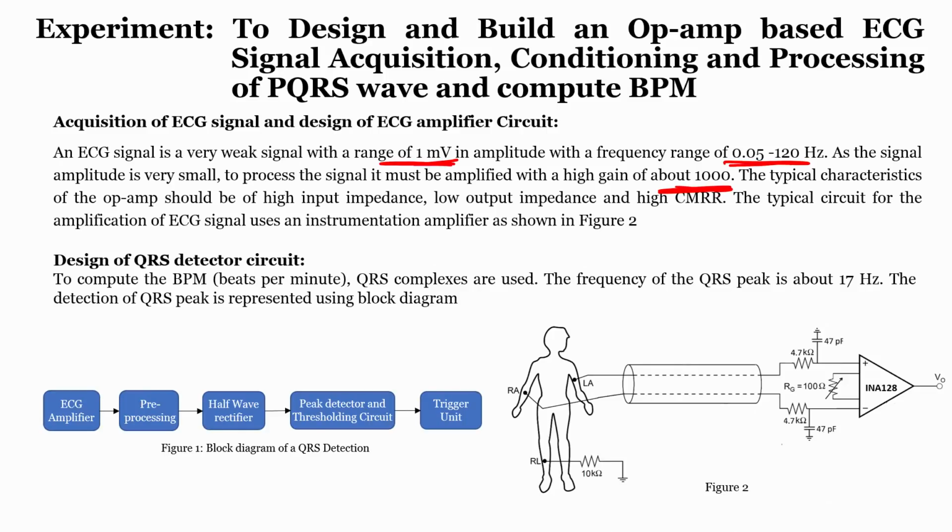The typical characteristics of the op amp should be high input impedance, low output impedance and high common mode rejection ratio. The typical circuit for amplification of ECG signals uses an instrumentation amplifier as shown in the figure. You can see here we are connecting electrodes to the right arm, left arm and right leg, and these are connected to the instrumentation amplifier through some copper wires, right.